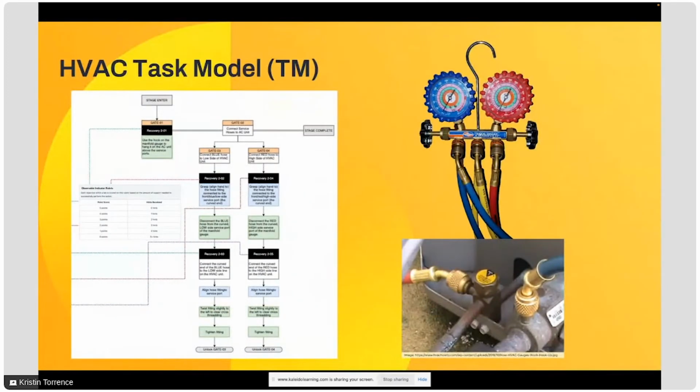So the task depicted here in our HVAC example is to connect the manifold gauge, which is this red and blue thing here on the right-hand side, to the AC unit. And you can see an image here of where the hoses connect to the AC ports, the image below with the red and blue.